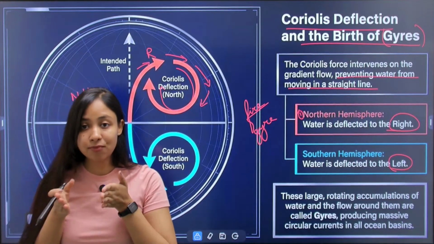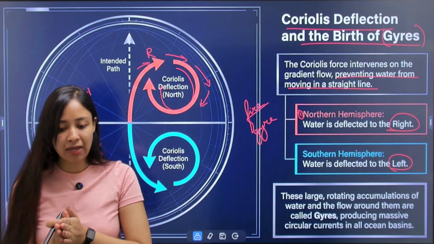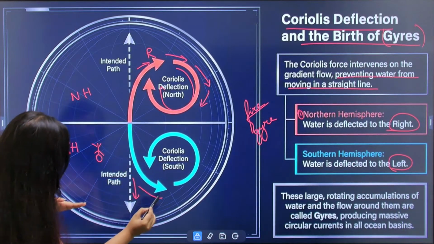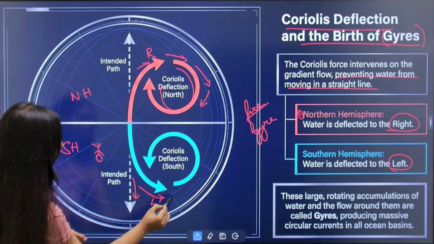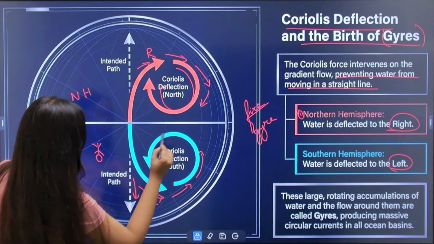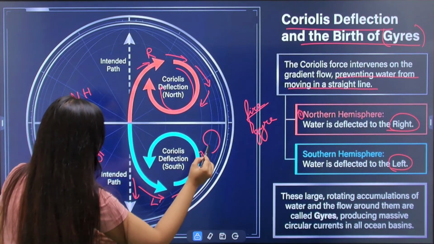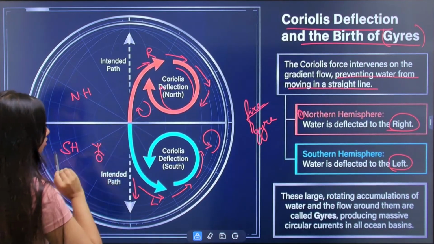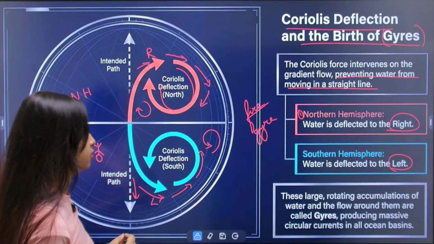If I'm facing the south pole, and my left is this way, then it is getting deflected to the left. Continuous deflection towards the left will create another gyre here like this. The circular movement of water is called a gyre.